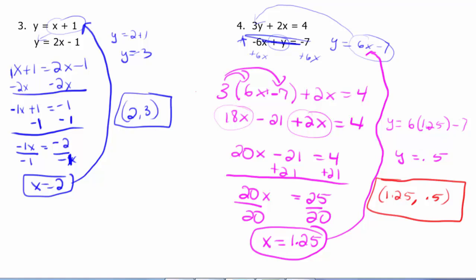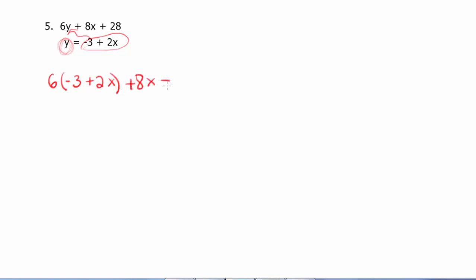Okay? So some of these you've got to do quite a bit of work, but just slow down and remember all your rules. Okay, we'll do one more. Again, when you look at this one, the y is already solved for in this one. So you just take this and plug it in for the y. You're going to have to do distributive property again, but that's okay. So we have 6 times, instead of y, it's now (negative 3 plus 2x), plus 8x.